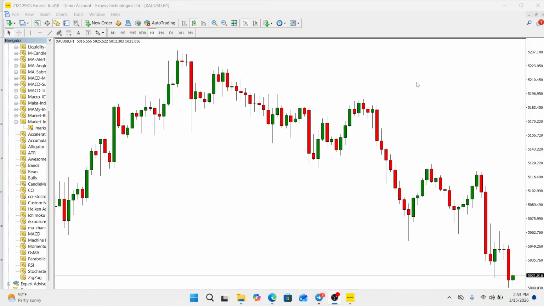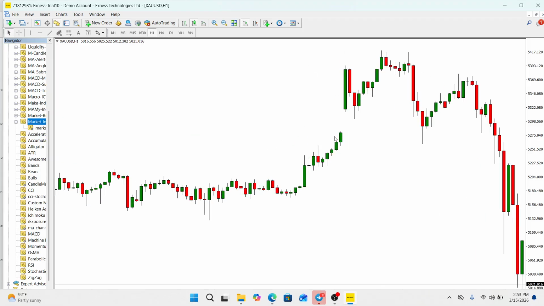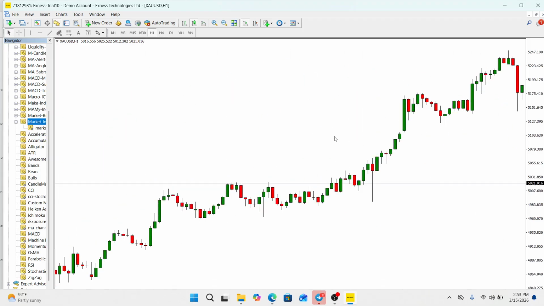Hello traders. Today we are looking at the Market Imbalance Indicator for MetaTrader 4. This tool automatically identifies and highlights fair value gaps and imbalance zones on your chart.